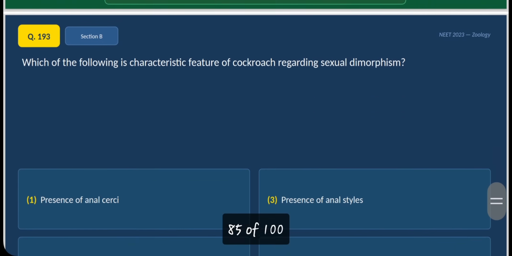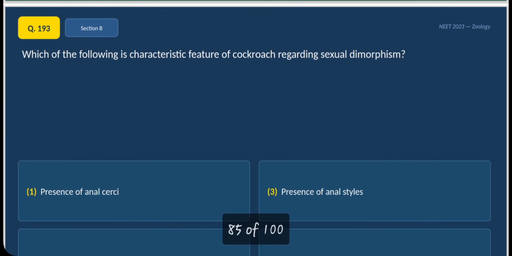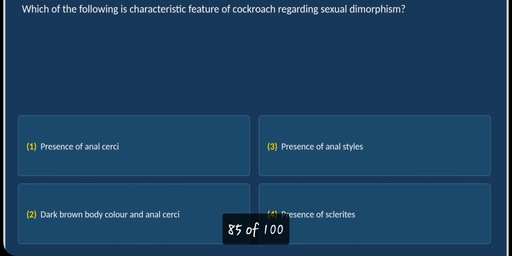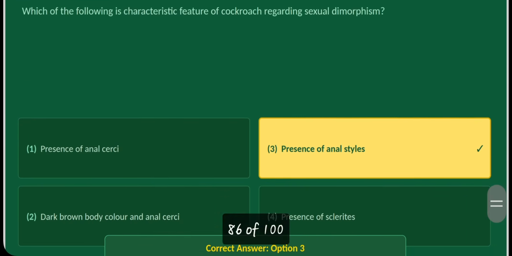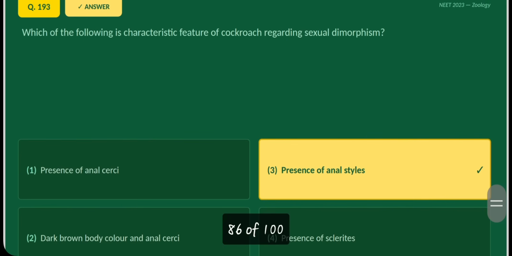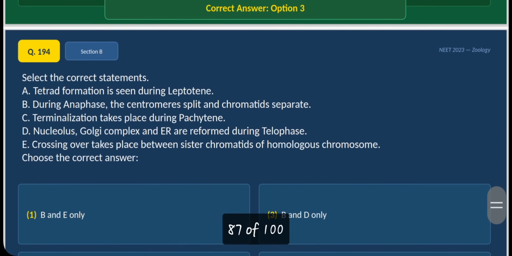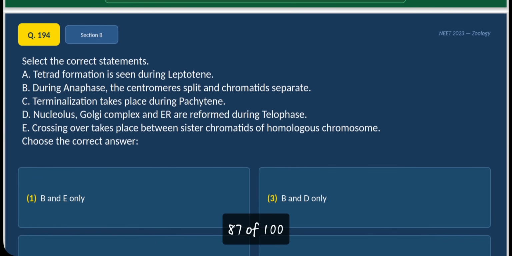Which of the following is characteristic feature of cockroach regarding sexual dimorphism? Is it presence of anal cerci, presence of anal styles, dark brown body and anal cerci, presence of sclerites? So it is more of presence of anal styles. Only males have anal styles, whereas both male and female have anal cerci. So presence of anal styles. Select the correct statements. Tetrad formation, again this is from cell cycle and cell division. So tetrad formation is seen during leptotene.